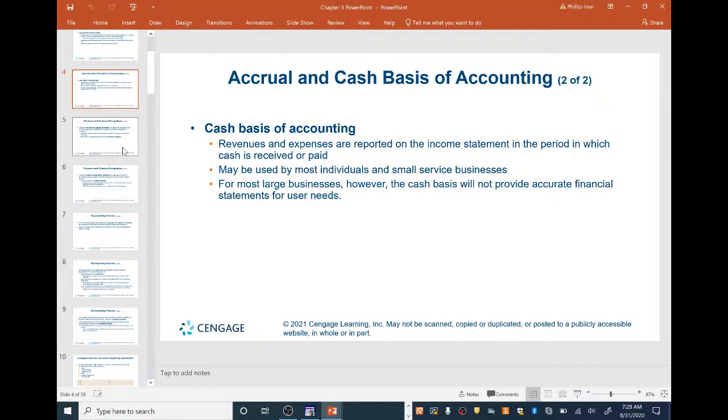So that's the main difference between the cash basis of accounting and the accrual basis. The accrual basis, we're concerned with when the transaction took place. The cash basis, we're concerned with when the cash changed hands, so when the bills were paid or when the money was received from the bills being paid. So that's the main difference between the two.